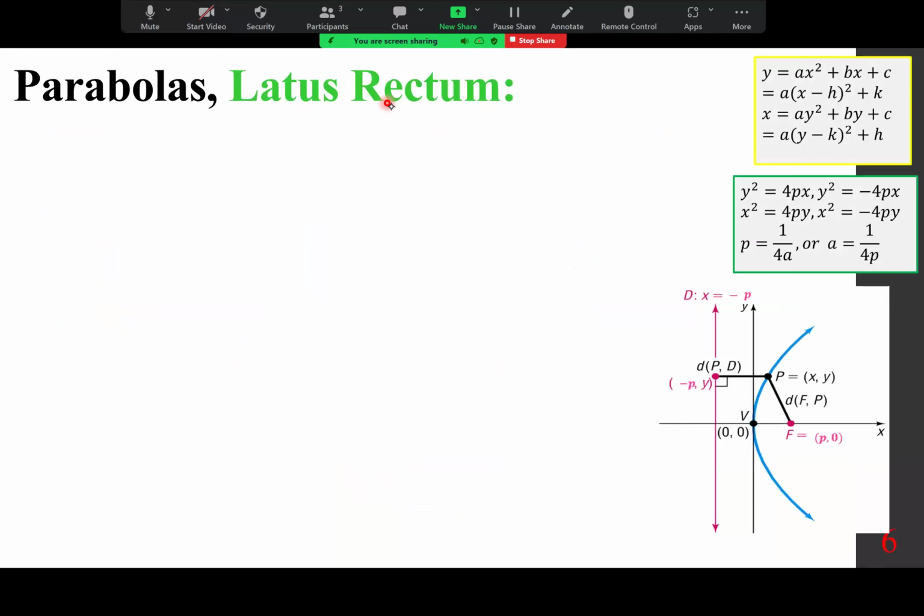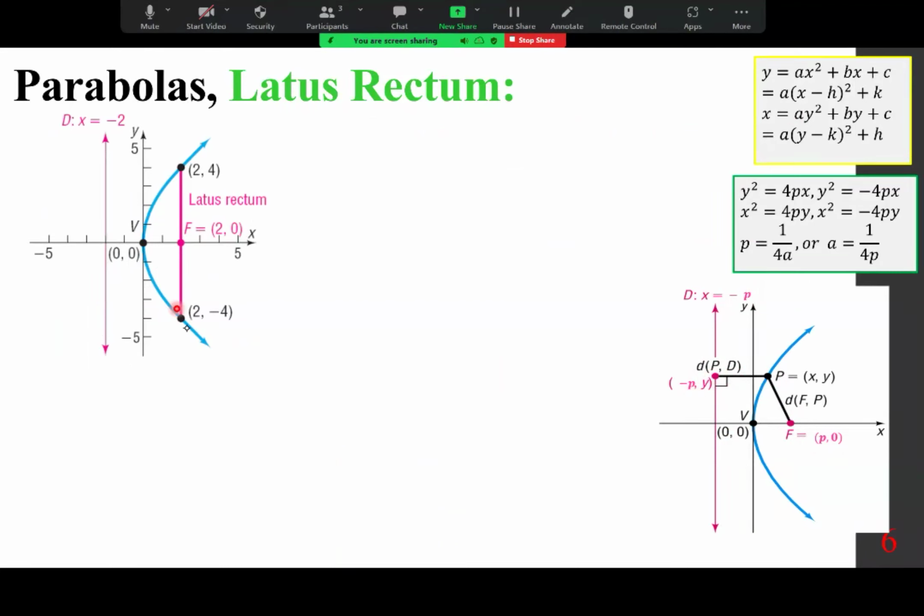Parabolas, latus rectum. So we have the formulas. Here's the graph and the definition, which represents every point if you connect it to the focus, drop a perpendicular, that distance must be the same by definition. So I'm going to call this P comma 0. And this line, directrix, x equals minus P, the point that they connect would be minus P comma 1. Now, this distance is called the latus rectum.